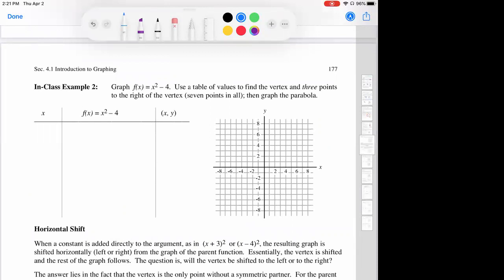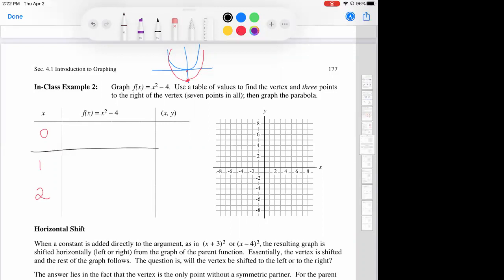All right, so here we have a graph and I have x squared minus 4. Use the table of values to find the vertex and the 3 points to the right of the vertex, given the vertex, 7 points in all, then graph the parabola. All right, so I know this parabola, if the parent function has its vertex at 0, 0, this one will be shifted down 4, right? So that's what we can expect. So our y's are going to be different, but we still start at 0. So the points for x that we'll choose are 0, 1, and 2. And we can use those to graph our entire parabola.